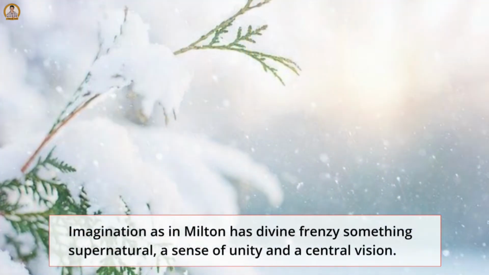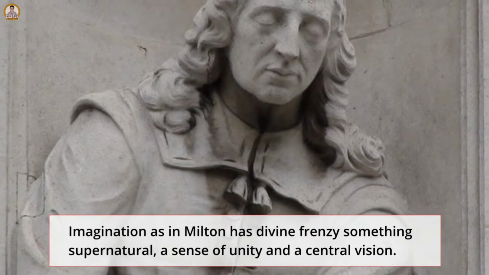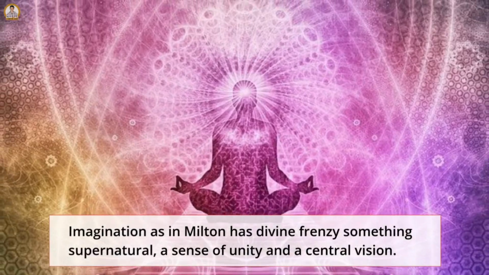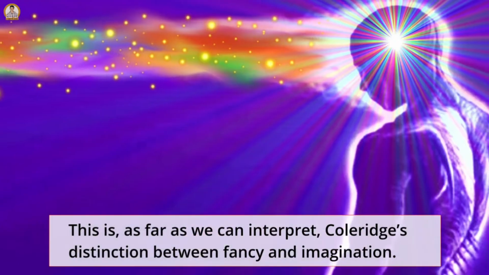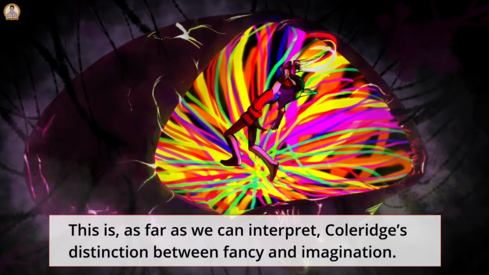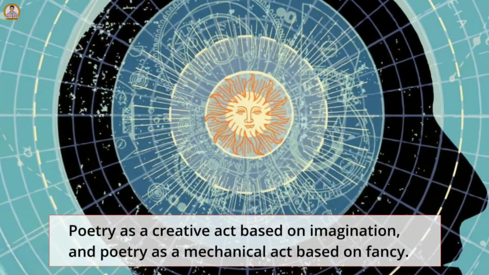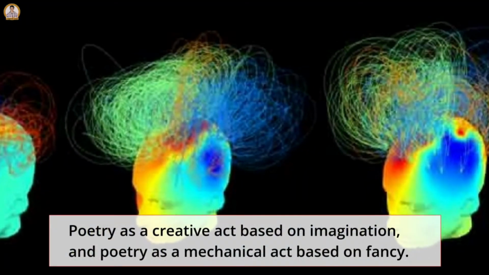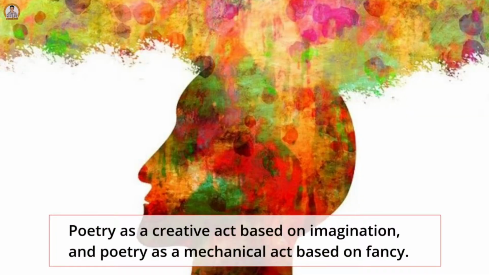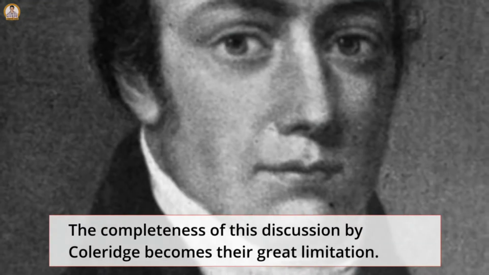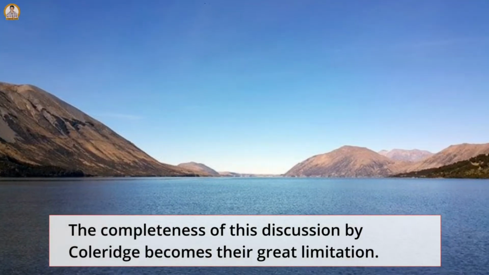done by choice, an act of the waking mind. Imagination, as in Milton, has divine frenzy, something supernatural, a sense of unity and a central vision. This is, as far as we can interpret, Coleridge's distinction between fancy and imagination. Poetry as a creative act based on imagination, and poetry as a mechanical act based on fancy. The completeness of this discussion by Coleridge becomes their great limitation.